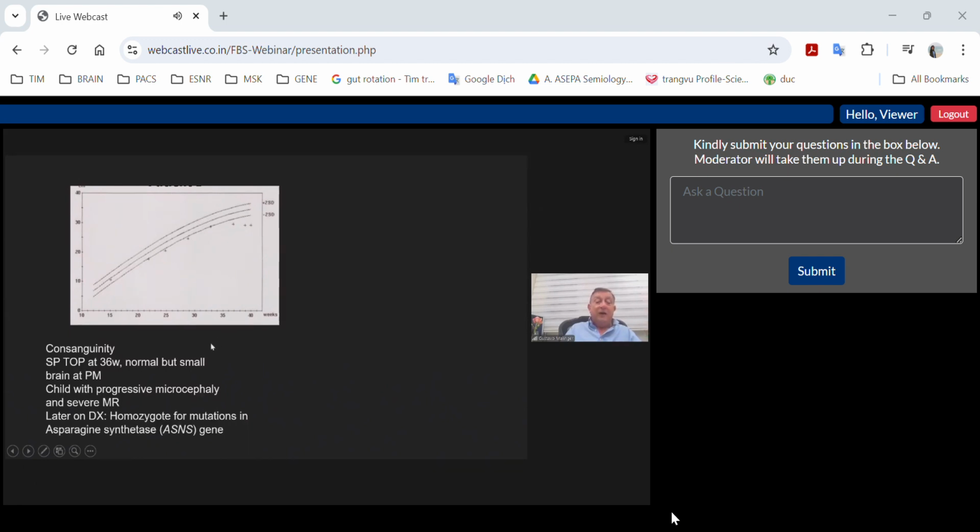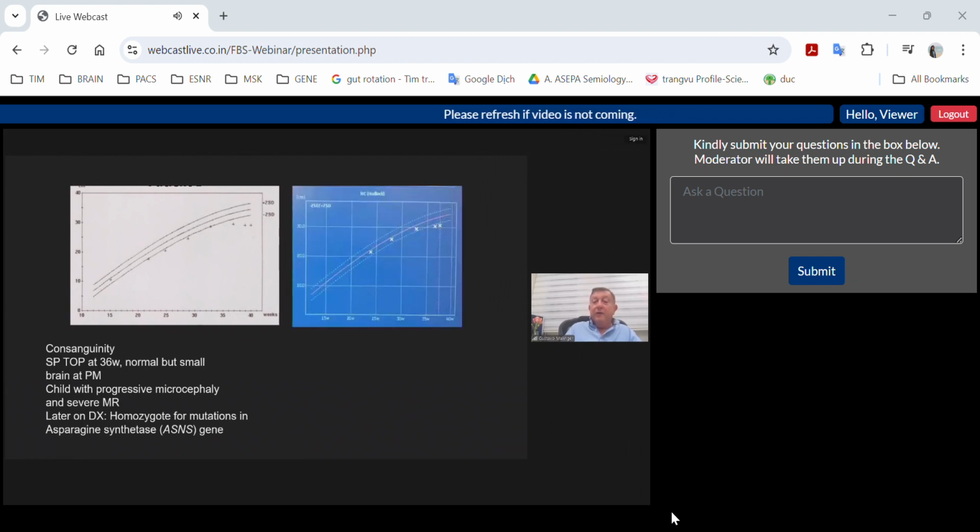The diagnosis was reached in this child years later. It turned out to have a mutation in the gene that is called ASNS. A few years later, we have this patient again with plateauing, and the mother was from the same family, the husband of the same ethnic origin.